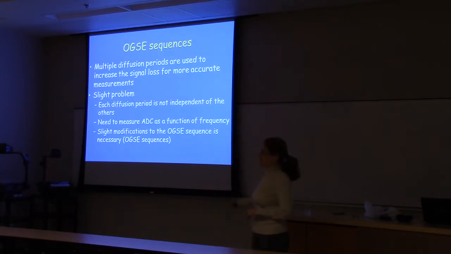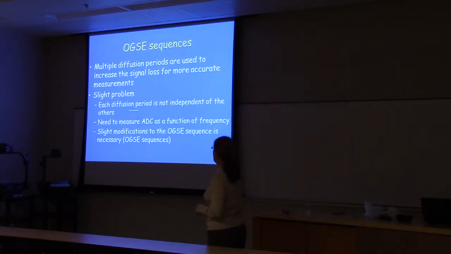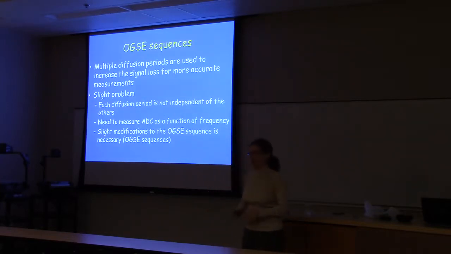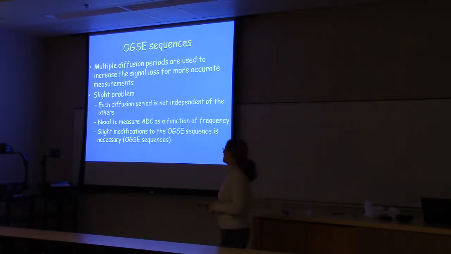There's a teeny tiny problem to this, which is actually causing some difficulties. Each diffusion period is not independent of the other, so it would be nice if we could just average them separately, but each time you dephase and rephase and then dephase, it depends on what happened in the last one. So what we can't do is measure the ADC as a function of time. We actually have to measure it as a function of frequency.